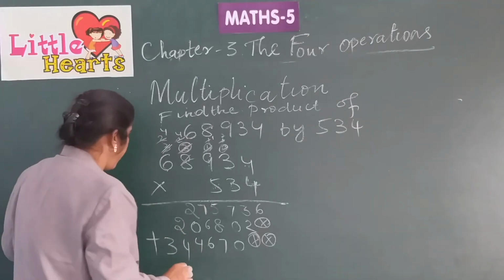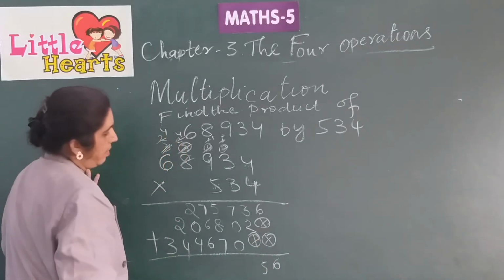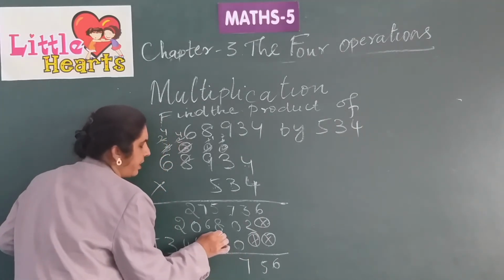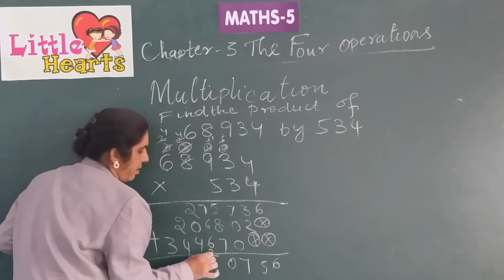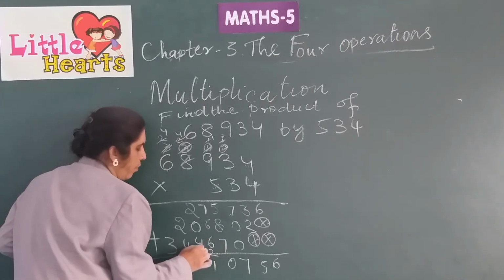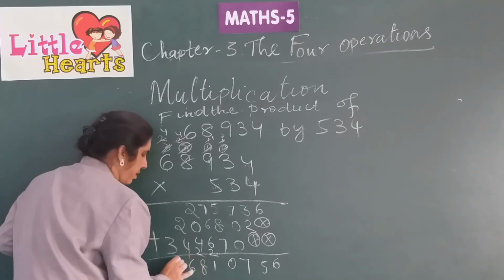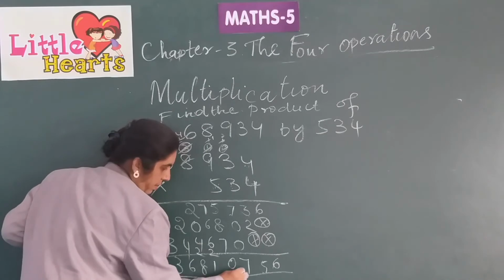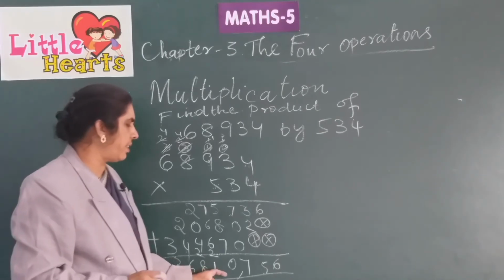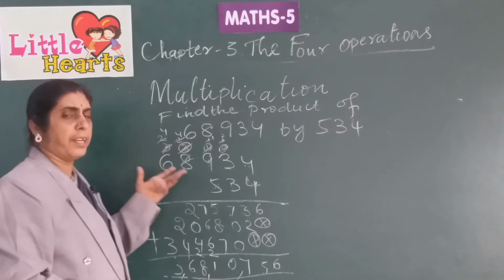Now all these you have to add. Bring down 6, bring down 5, and 7 plus 0 is 7. 7 plus 8, 15 plus 5, 20. 7 plus 6, 13 plus 6, 19 plus 2, 21. 4 plus 2, 6. 6 plus 2, 8. 4 plus 2, 6. Bring down 3 as it is. The product is 3 crores 68 lakhs 10,756.